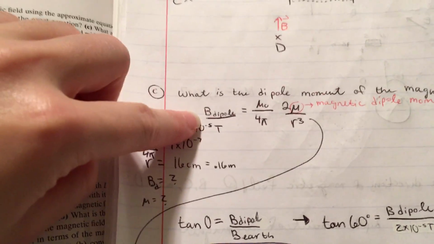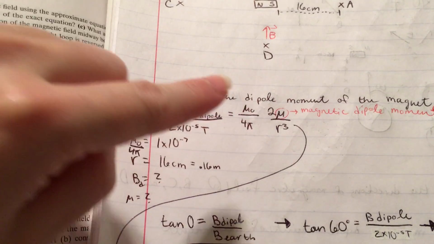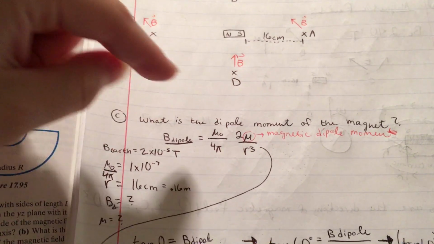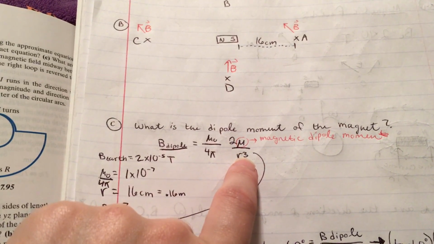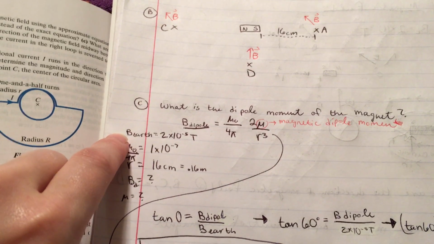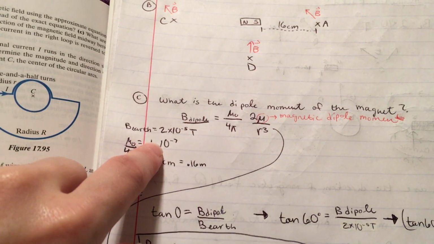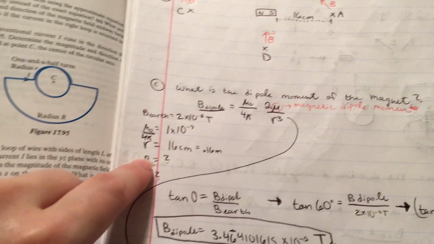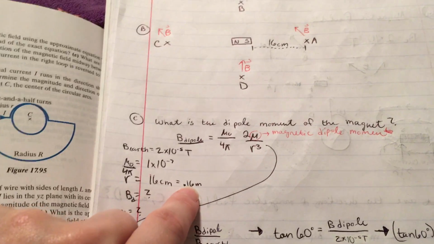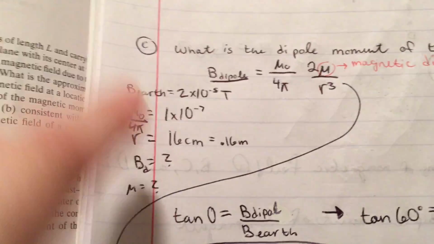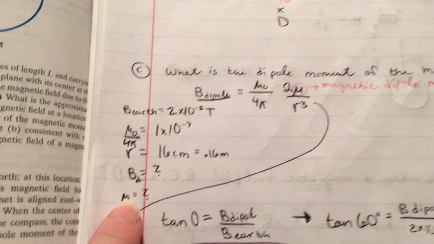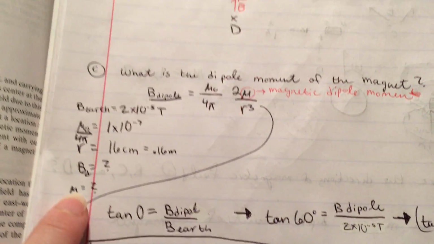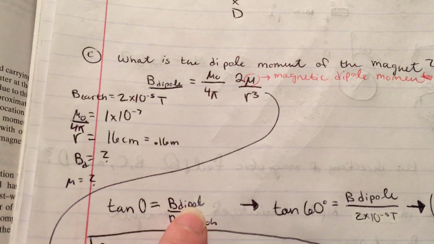So, I know the magnetic field of the dipole is equal to mu naught over 4 pi times 2 times the magnetic dipole moment over r cubed. So I know the magnetic field of the Earth, that's what they've given me. I know mu naught over 4 pi is equal to 1 times 10 to the negative 7, so I don't keep having to write that out. And I know r is 16 centimeters, 0.16 meters, as shown here, and as I showed up here from A. And I do not know the magnetic field of the dipole, and I do not know the magnetic dipole moment.